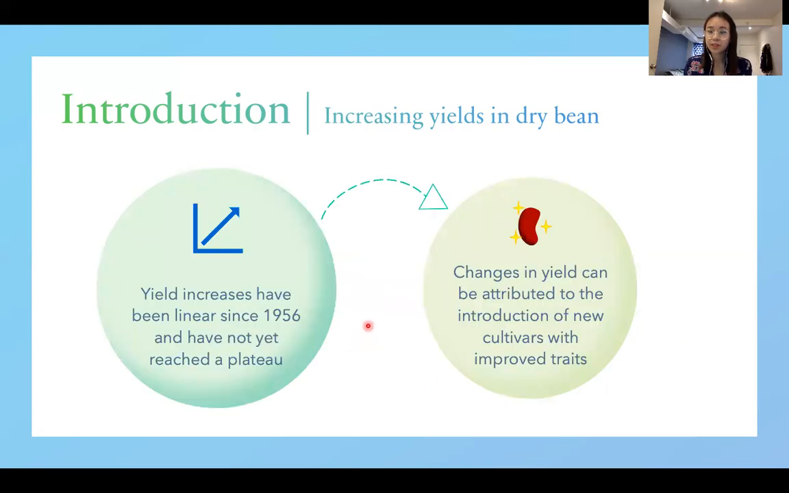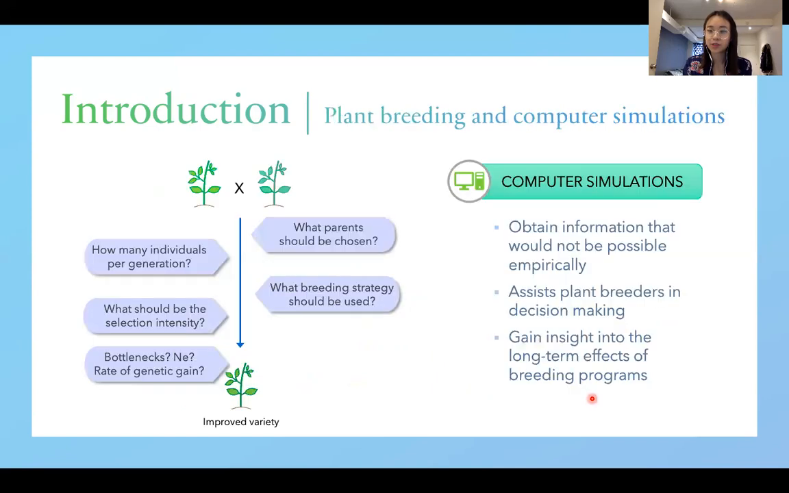So yields have been increasing linearly since 1956 and haven't yet reached a plateau. These increases in yield can be attributed to the introduction of new cultivars with improved traits. So how can we get these new cultivars? Well, we can do that with plant breeding.